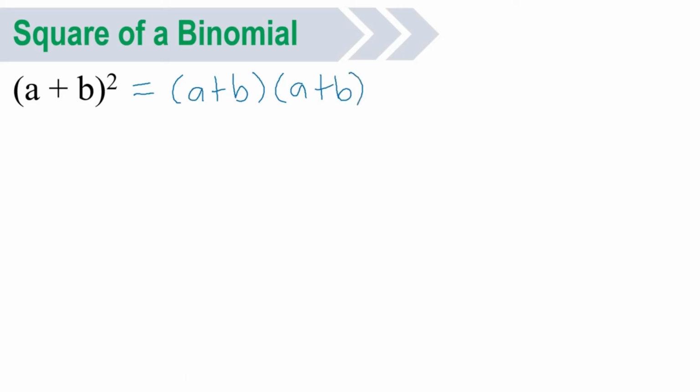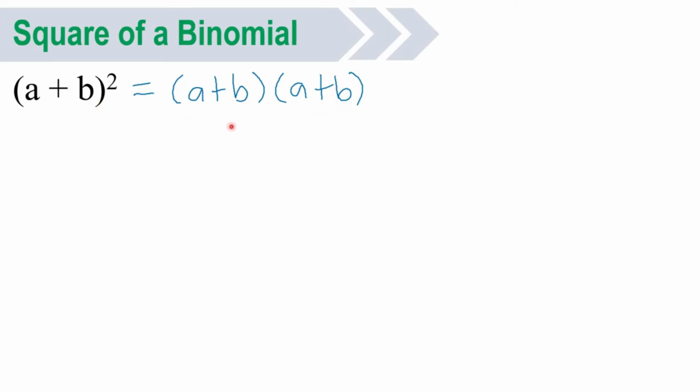Square of a binomial. Here's an example. We have a plus b raised to 2. We call it square of a binomial because the binomial is being raised to 2. This square of a binomial is just the same with a plus b times a plus b. This is the expanded form of a plus b squared.